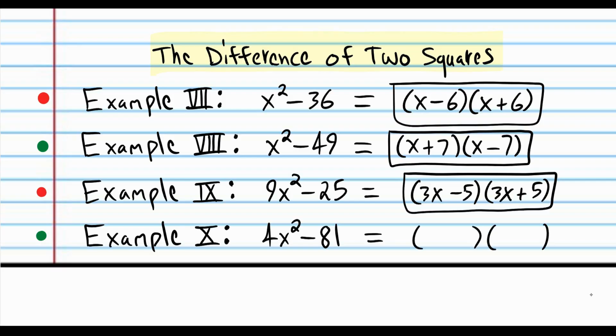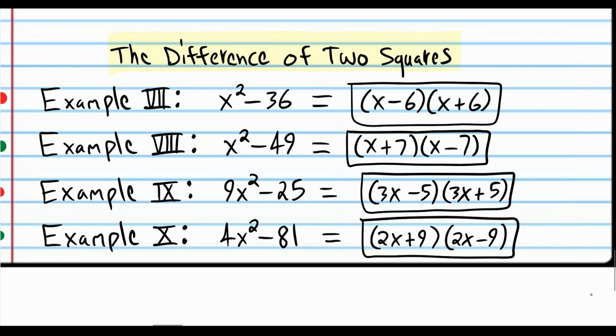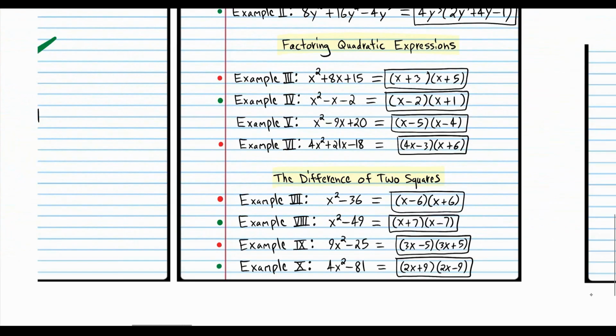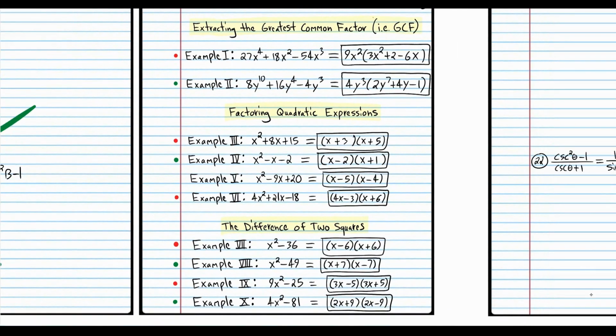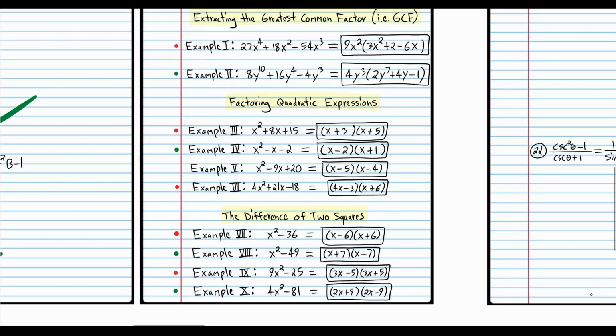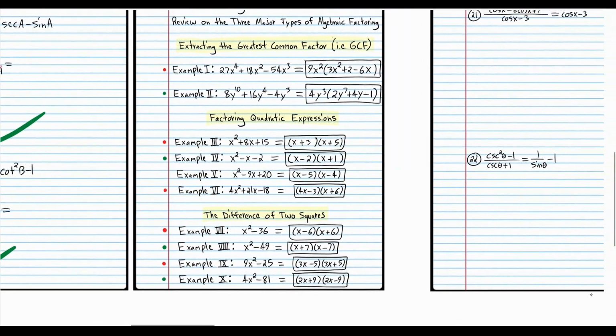Okay, we're back. What number times itself is equal to 4x squared? Well, that's 2x. What number times itself is equal to 81? Well, that's 9. And write a plus symbol and a minus symbol, and you're done. Again, it doesn't matter if you write your plus first or your minus first. So this is just basic factorization. And if you need more practice with this stuff, you can go to my beginning algebra course, and we also do a little bit of this in my intermediate algebra course.